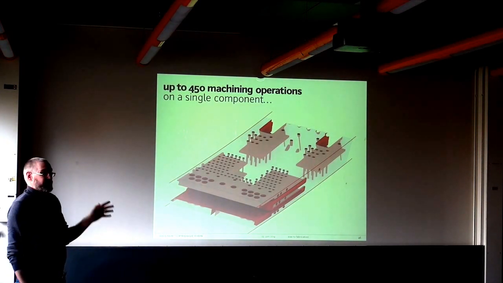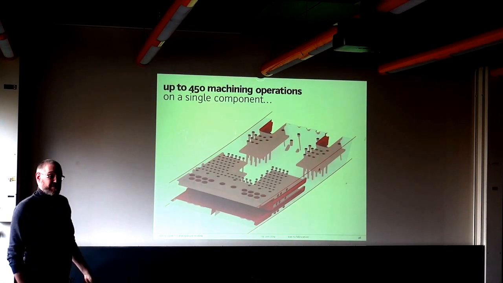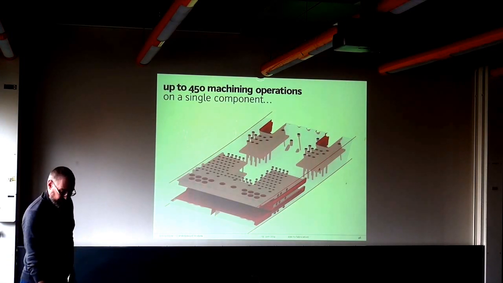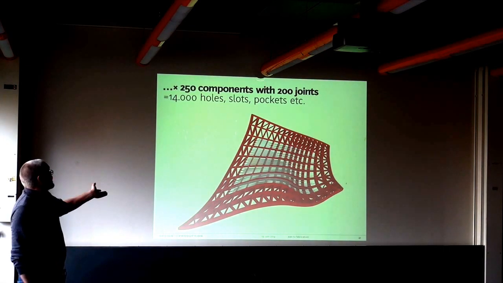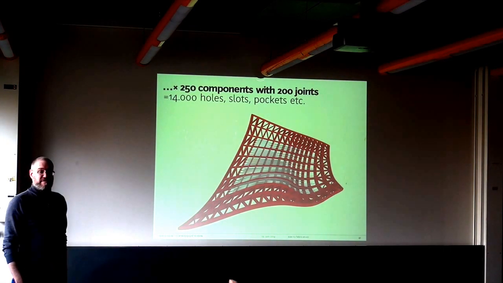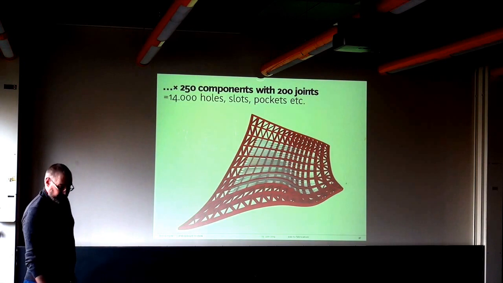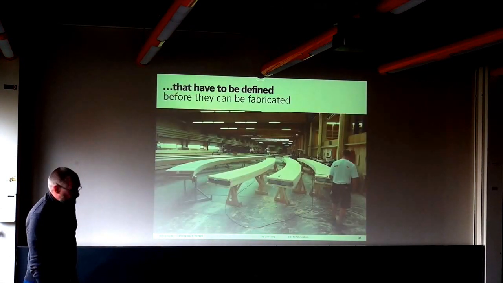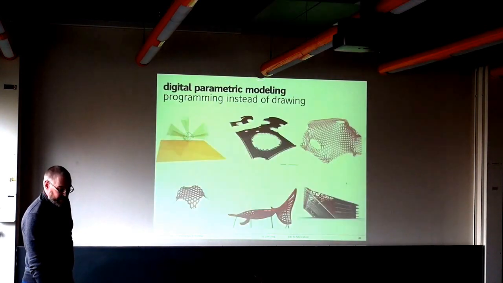There's up to 450 machining operations on a single bit, not on this one, but there's larger ones also with lots of holes and slots and pockets and things in there. And that means at 250 components with 200 joints, you end up with about 15,000 holes and operations you have to hold in the model to then get it to the machine at some point. Until you have something like this that can be shipped off and assembled.